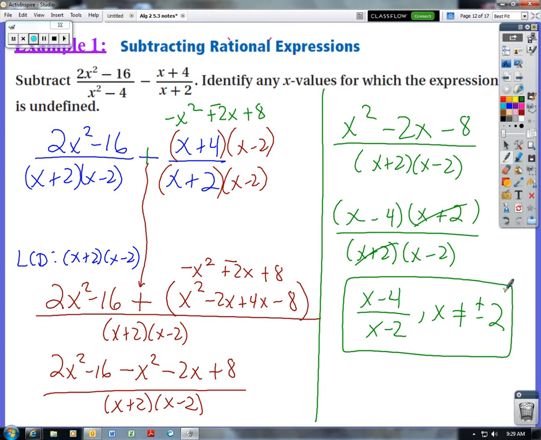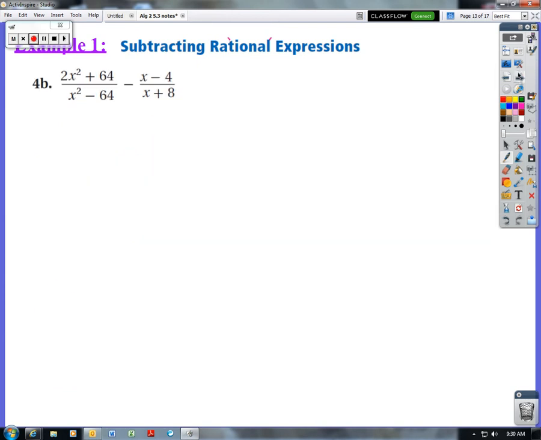Proceed with caution when you're subtracting, please. I don't want to see you making those mistakes with those negatives, just for your own sake, if nothing else. Try this one on your own.